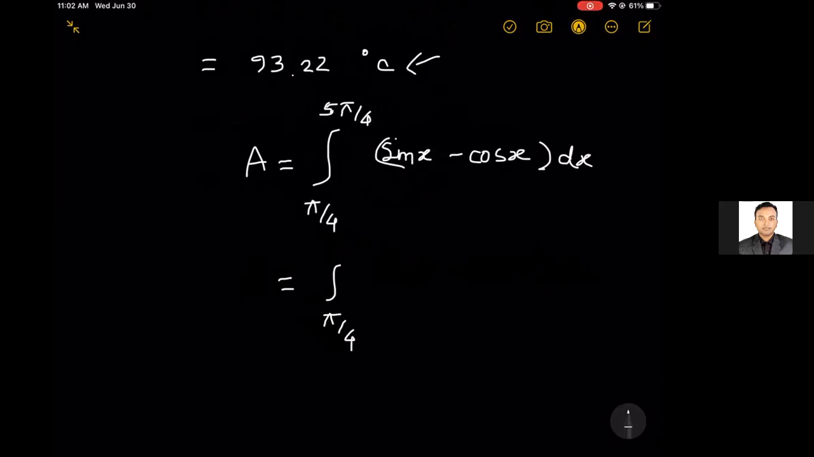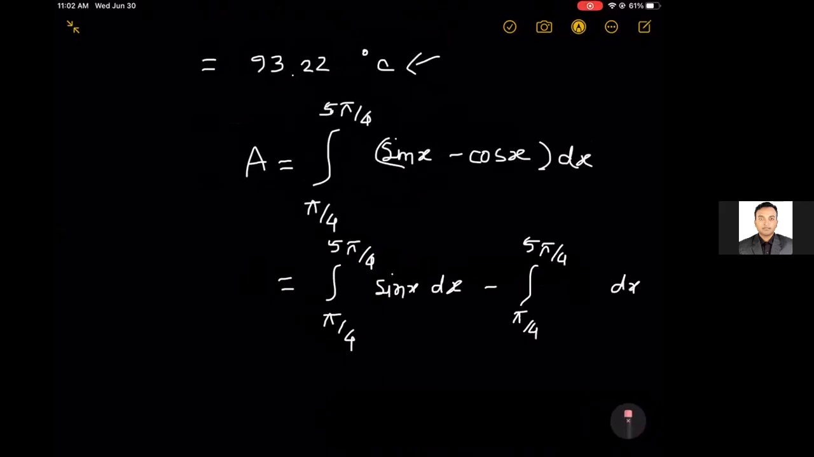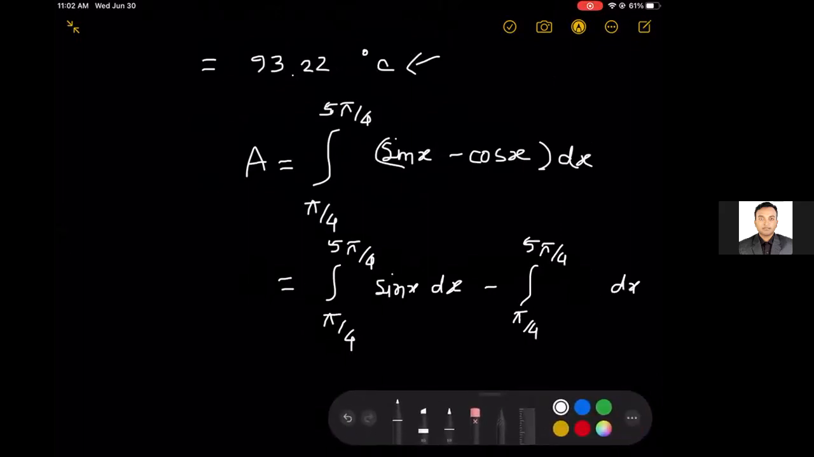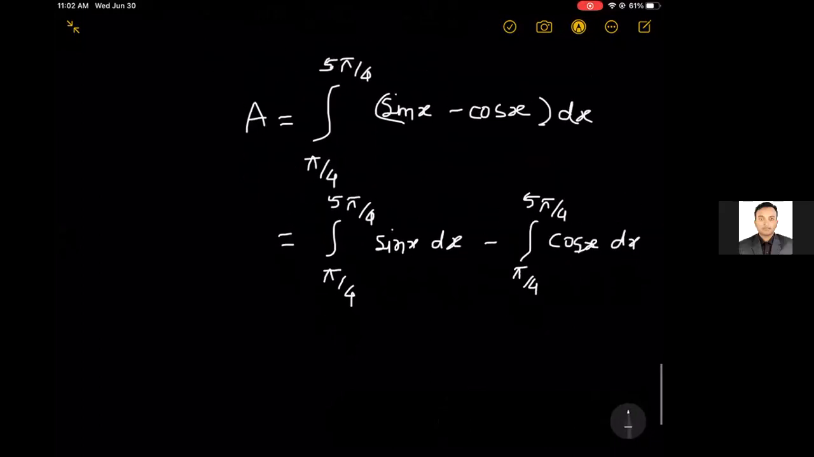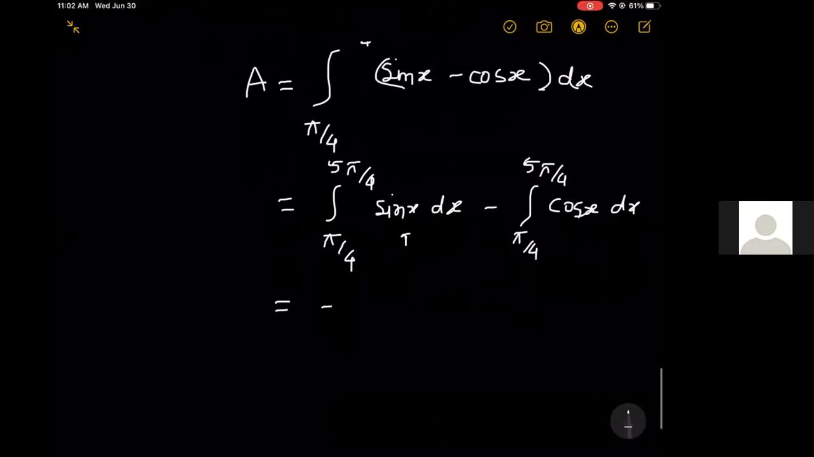Okay, so let's separate it first. Sin x dx minus the other part of the function, cosine x dx, right? What's the antiderivative now? Someone from group 1. Antiderivative of sin x. It should be negative cosine x minus sine x. No, do it one by one. Let's do it one. What's the antiderivative of sin x? Negative cosine x. Negative cosine x, and we need to evaluate this here.